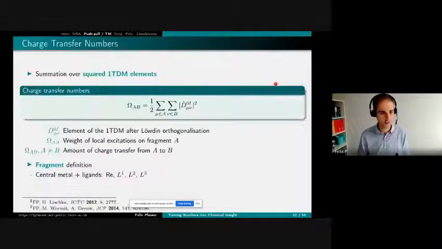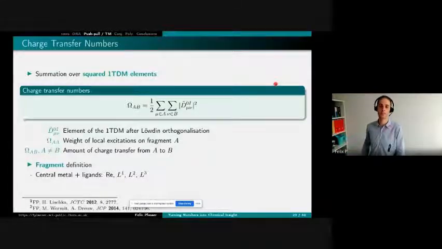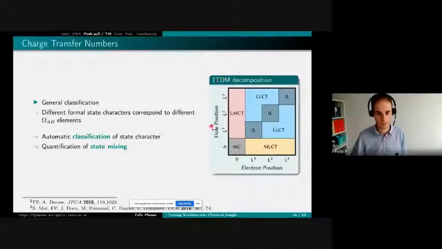So then we use the same trick that I introduced with DNA. We compute the charge transfer number. Again, this is the transition density matrix. Similar to before, only here, for example, I'm using Löwdin orthogonalization to make sure it's a rigorous population analysis. And I divide this into my central metal and the ligands. Now, when you think about it, we can decompose the transition density matrix, and then we have a hole and an electron position.